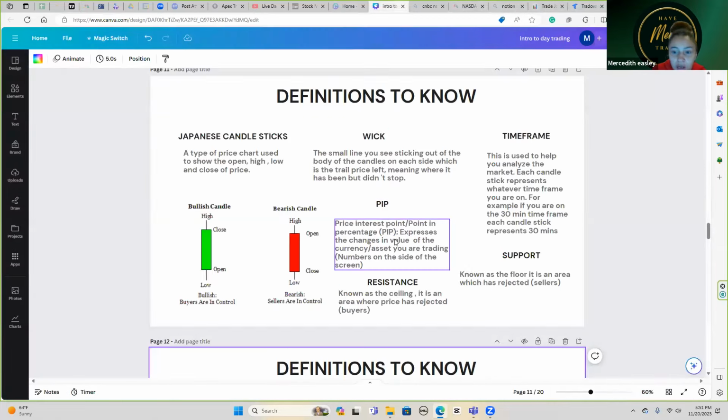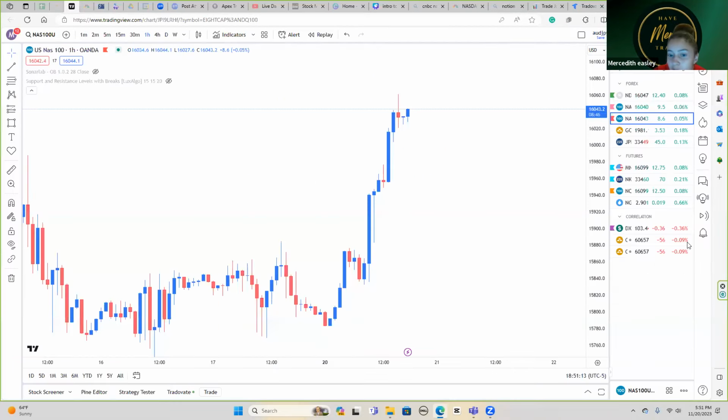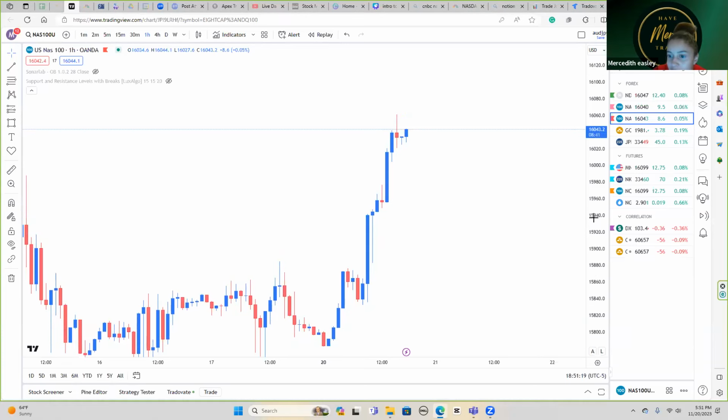Let's keep it going. So you also have something called a pip, which is a price interest point. It expresses the change in value of the currency or asset you are trading. It's kind of like what we were talking about earlier. It's the numbers on the side of your screen. All right, these are called pips, price interest point.